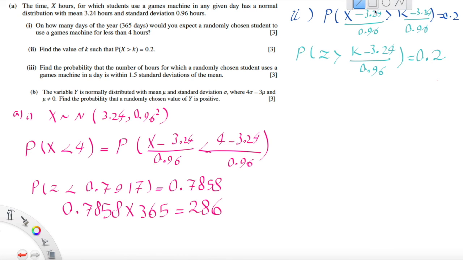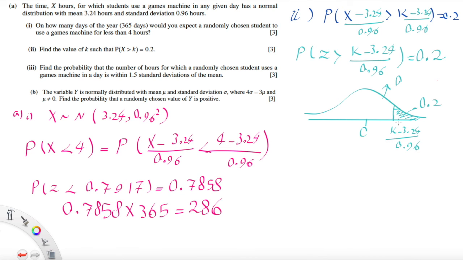Now here I first construct a normal distribution curve. Now, the probability of z greater than a fixed number is 0.2. It is 0 in a standard normal distribution. On the right hand side, the area is half, so the area beyond this fixed point is 0.2. So the point is somewhere here. So this is the region. So when it is 0.2, the region before it, phi of this number, k minus 3.24 over 0.96, is 0.8.